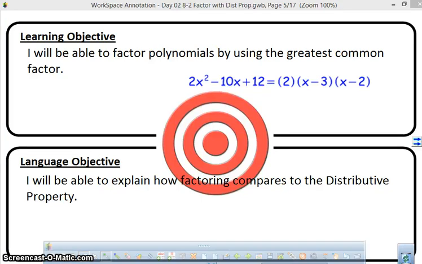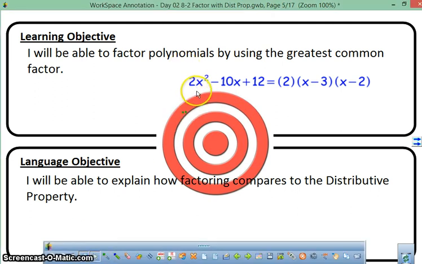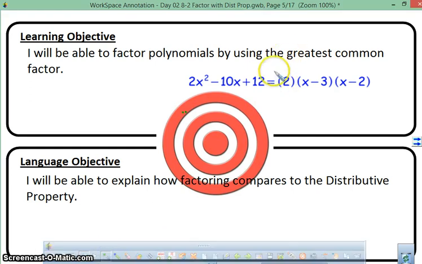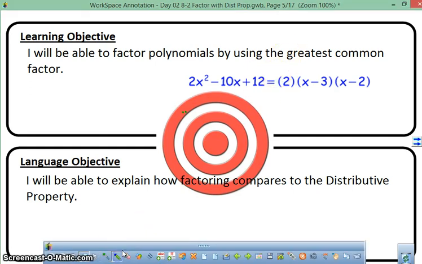Hello. The first main point that we're going to make today is that we will be factoring polynomials by using the greatest common factor. You can see that if you start with a polynomial like this, you could factor it into these three different factors. The only one we're worrying about today is learning how to take this number, which is the greatest common factor, out of this polynomial.